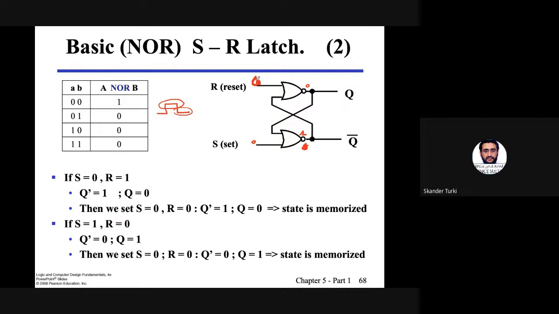So here we have 0, here we have 1. So here we'll get 0. This 0 with this 0 will give 1 because we have a NOR gate. So the system doesn't change. The state of the system doesn't change. That's it, yeah. Okay, I get it. Okay. Yeah.